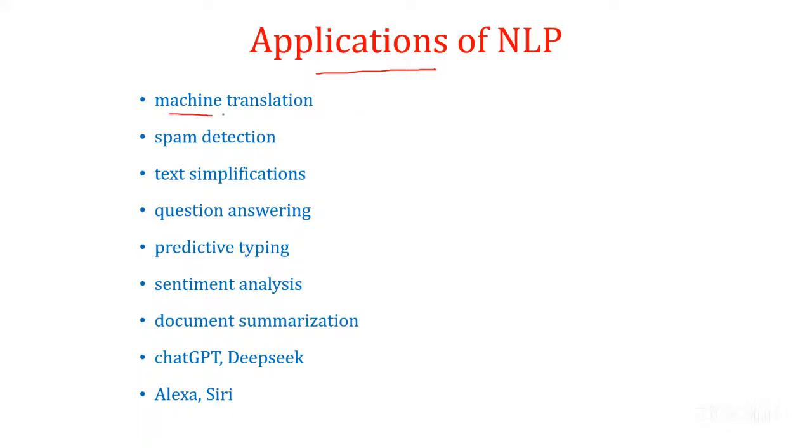The first example is machine translation. I hope you know about Google Translate. It will convert any language to any other language, maybe English to Telugu or English to Hindi and so on. It is called Google Translate, and it supports hundreds of languages.